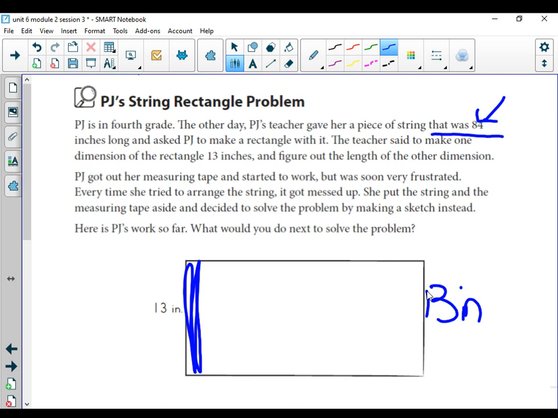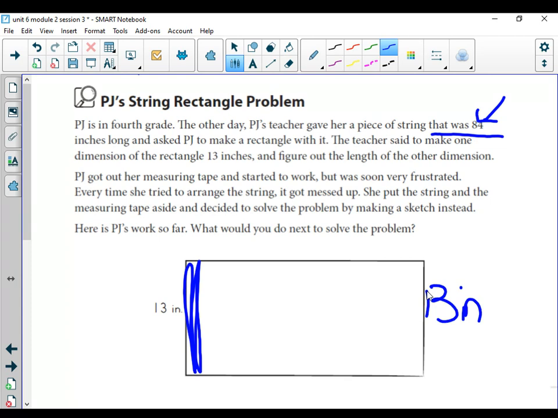The teacher said to make one dimension 13 and figure out the length of the other dimension. PJ got out her measuring tape and started to work, but was soon very frustrated. Every time she tried to arrange the string, it got messed up. She put the string and the measuring tape aside and decided to solve the problem by making a sketch instead. Here is PJ's work so far. What would you do next to solve the problem?